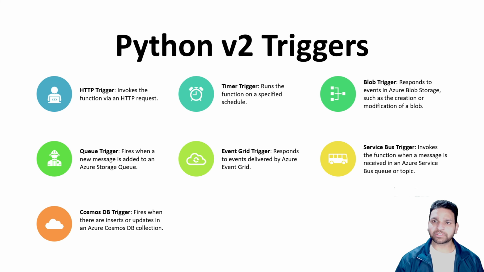Now there are multiple triggers in the v2 version of Python. HTTP trigger, where the function is invoked using an HTTP request.